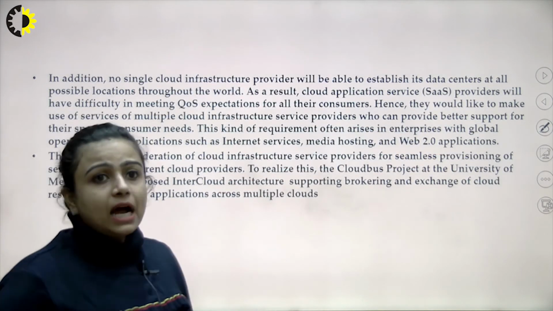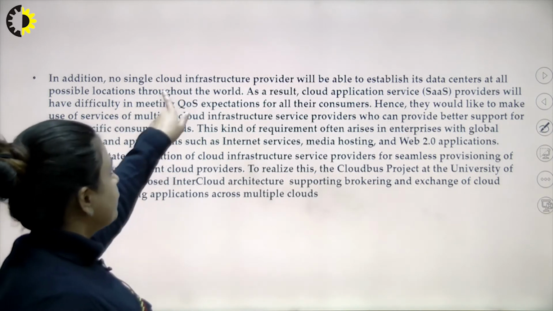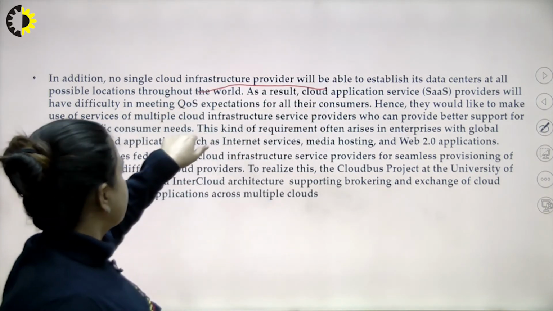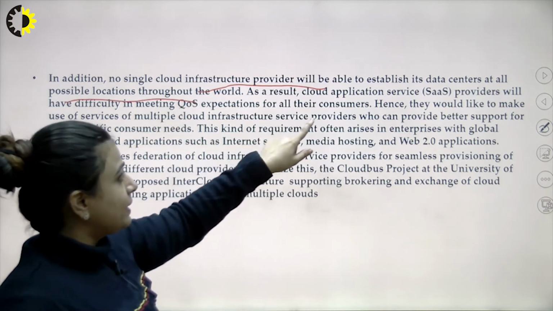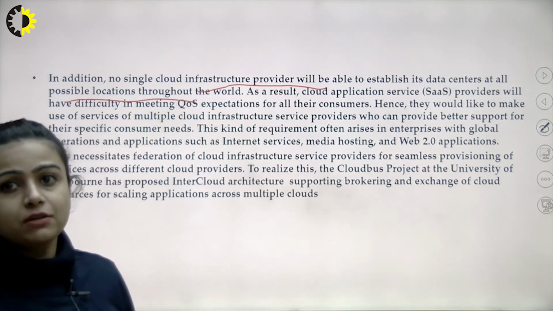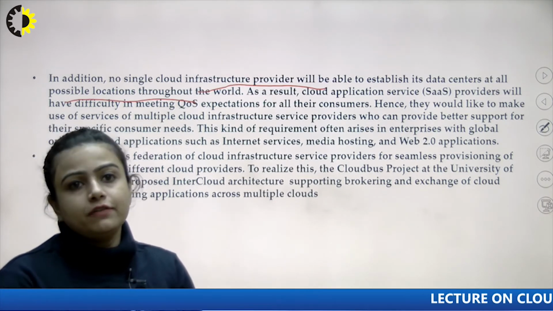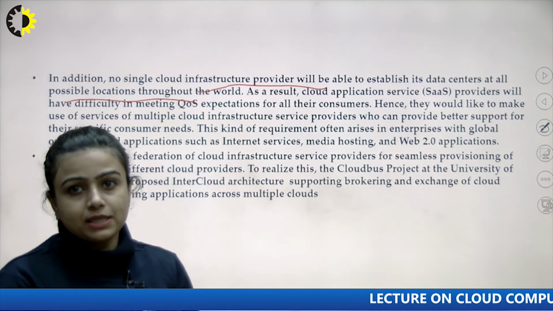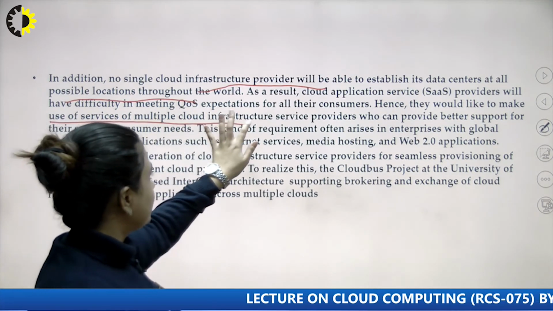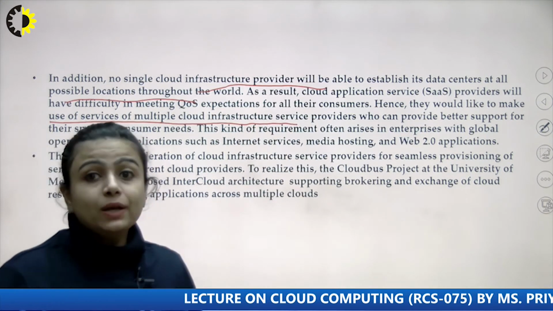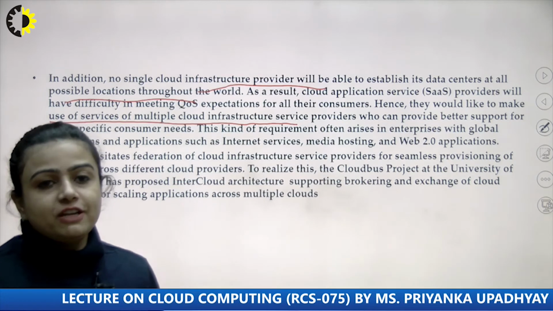Next, in addition to a single cloud infrastructure provider, we will be able to establish data centers in possible locations throughout the world. And also the cloud application server, which is your software as a service provider, will have difficulty in meeting quality of service expectations for all the consumers. Hence, what would they like to do? They would like to make use of the services of multiple cloud infrastructure service providers who can provide better support for their specific consumer needs.